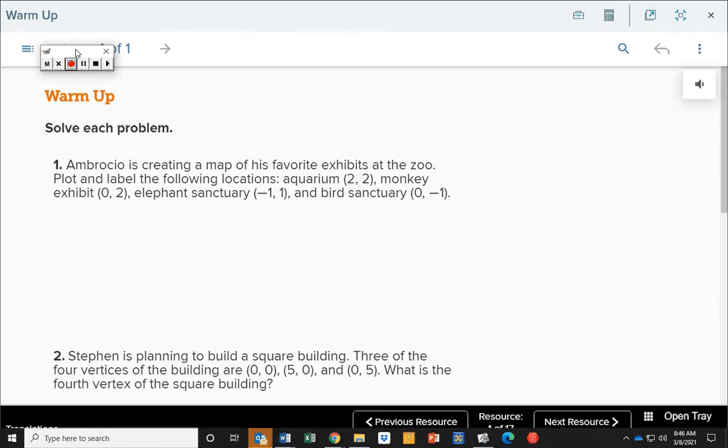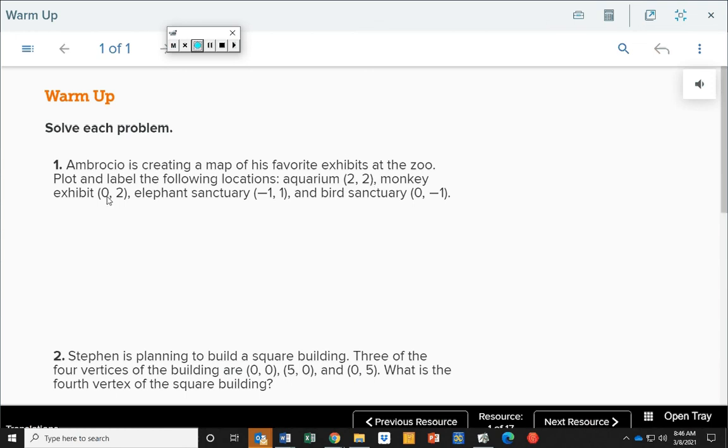At what we're talking about here, okay? If you were creating a map of your exhibits, somebody tell me, how would I plot these points? How would I plot 2, 2? Now, the first one is always over or back, and then the second one is always what? Up or down. So this would be over 2, up 2.